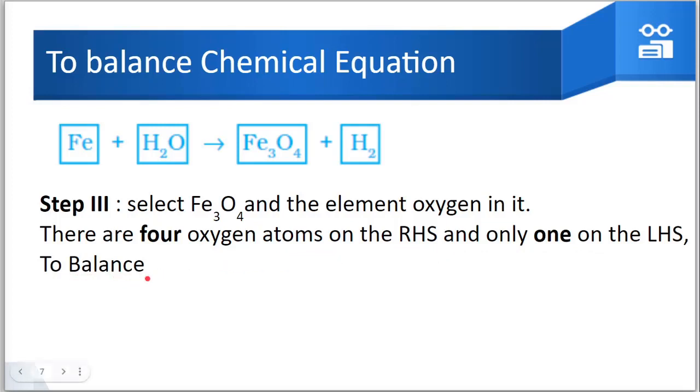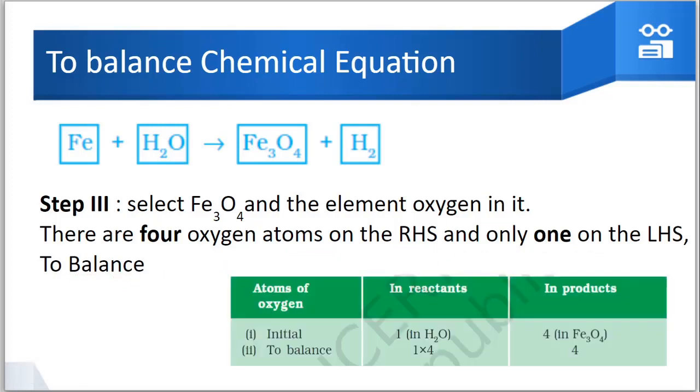Now to balance the oxygen atoms, we have this table. Initially, in the reactants, in the H2O, there is 1 atom of oxygen, and in the product, in the Fe3O4, we have 4 atoms on the right hand side. So to balance, we will multiply this by 4, so we can make it 4 on both sides. So we will multiply H2O by 4.